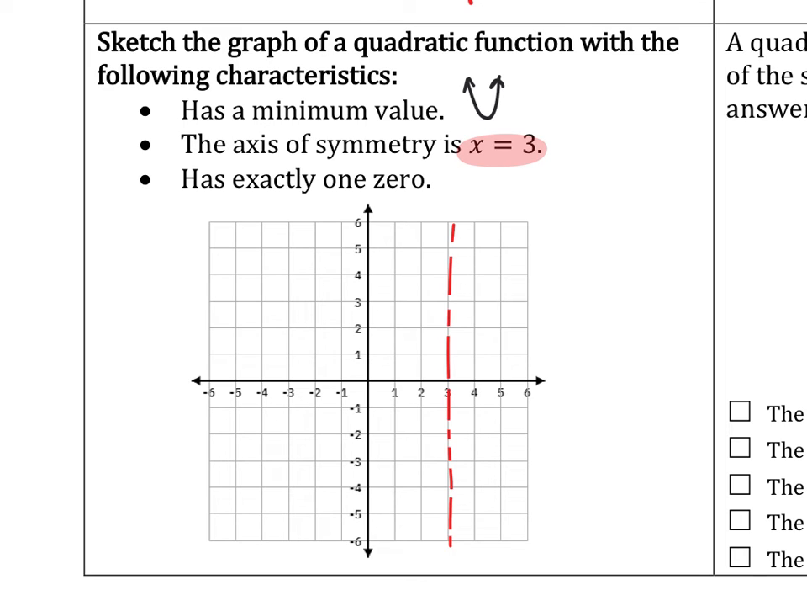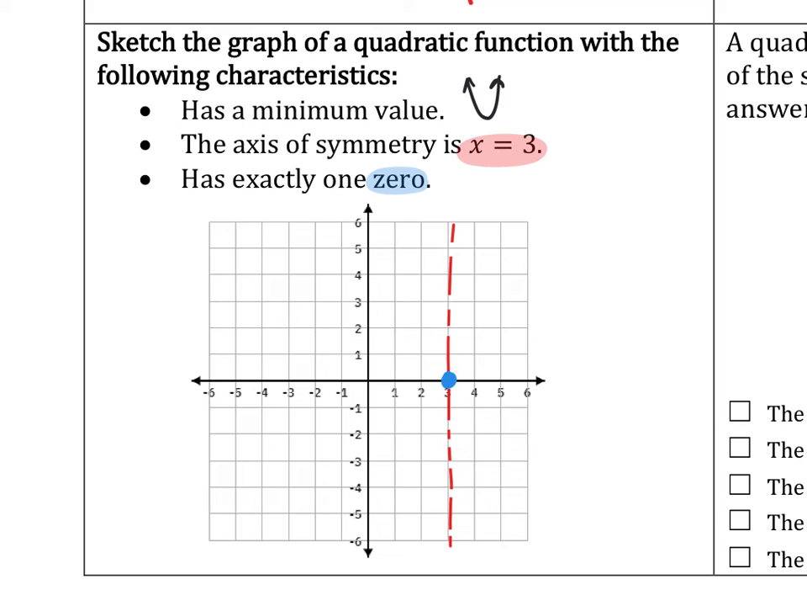What does that mean for it to have exactly one zero? How many times can it cross the x-axis? Once. And where is it going to cross? It's going to cross at 3 because that's where we need it to be.